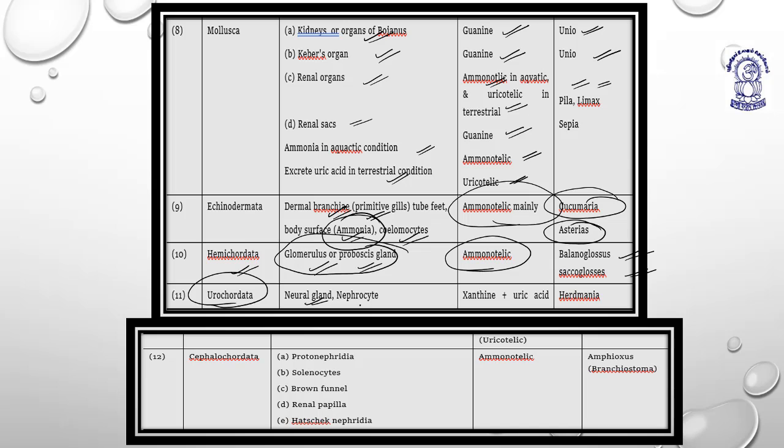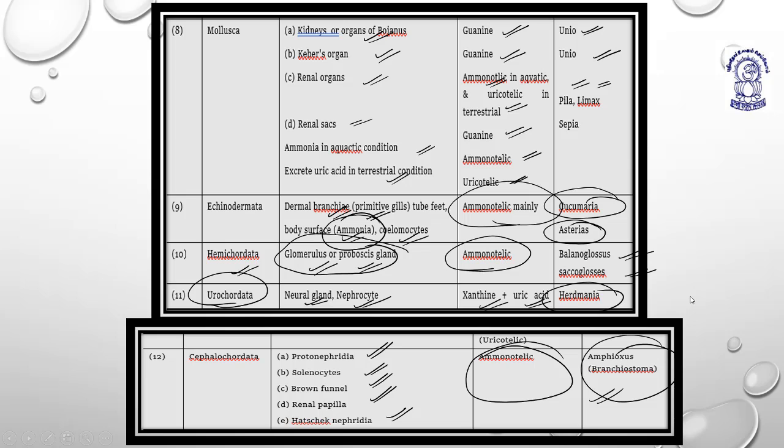Urochordata have a neural gland and nephrocytes. They excrete xanthine plus uric acid. Example is Herdmania. Urochordata have a neural gland and nephrocytes, and they excrete xanthine along with uric acid. Cephalochordata have distinct structures: protonephridia, solenocytes, Brown's funnel, renal papillae, and Hatschek's nephridia. All are ammonotelic. Example is Amphioxus, Branchiostoma.